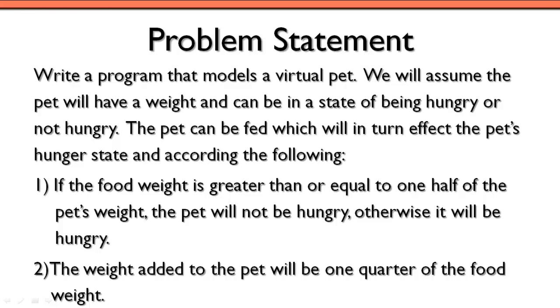So whenever we feed the pet, if the food weight is greater than or equal to 1/2 of the pet's weight, the pet will not be hungry, otherwise it will be hungry. And the weight added to the pet will be 1/4 of the food weight. So as we look at this problem statement, we can start thinking about the attributes or the properties or the state information associated with this virtual pet. So this virtual pet has a weight and it also has a state of being hungry or not.